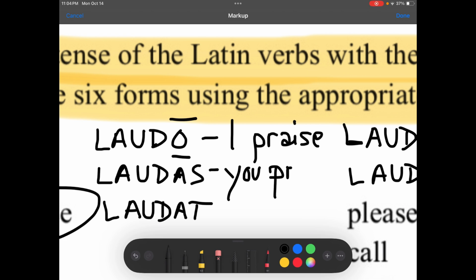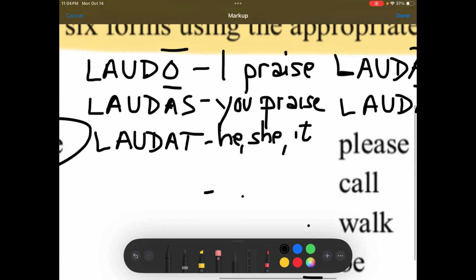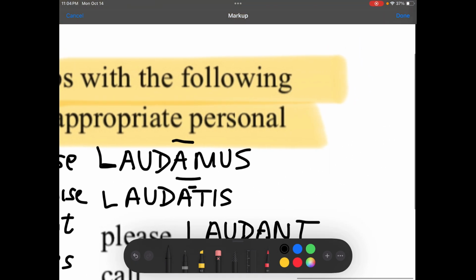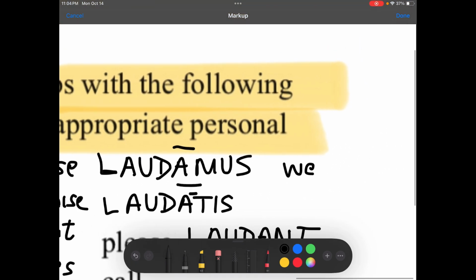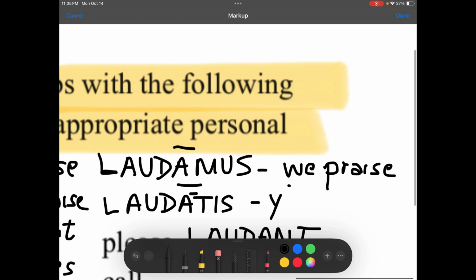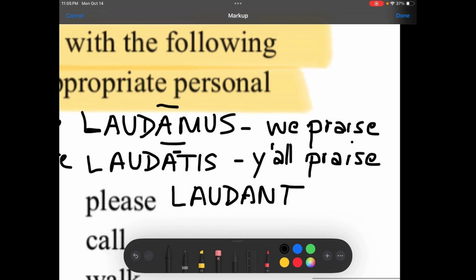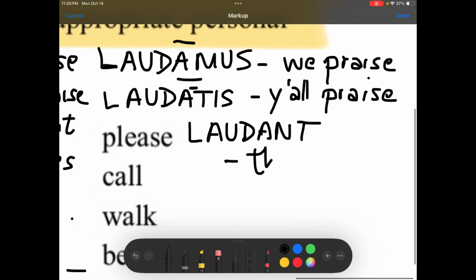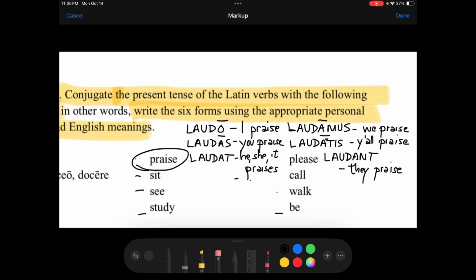Laudas means you praise. Laudat means he, she, or it praises. Laudamus means we praise. Laudatis, you all praise. And laudant, they praise. So there, you have a complete conjugation. Pretty sure we did that in less than a minute.